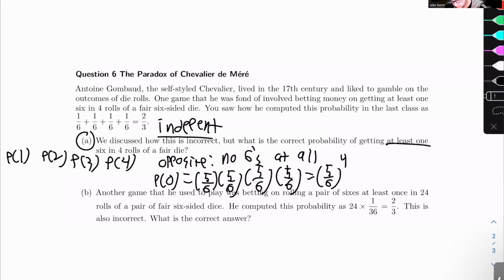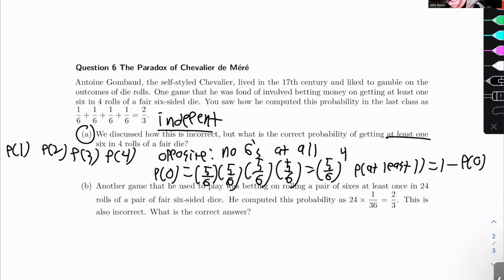But that's not what the question's asking. The question wants at least one 6. But since I already said that this is the opposite of at least one 6, what we can do is say that the probability of at least one is going to be equal to 1 minus this opposite. So 1 minus P(0). So we already established that the probability of 0 6s is (5/6)^4. So that's going to be 1 minus (5/6)^4.